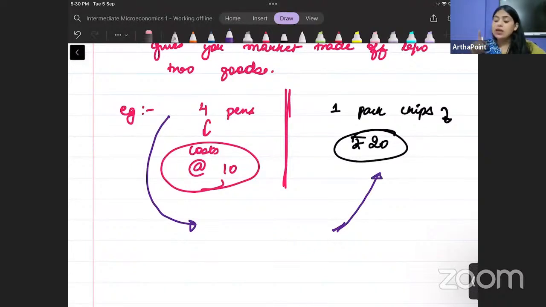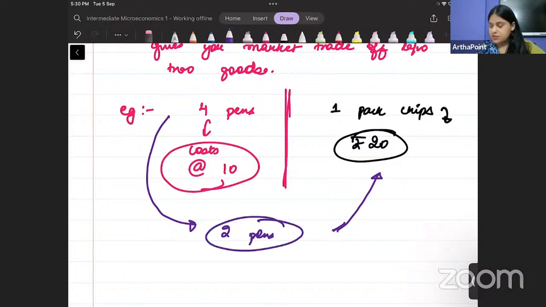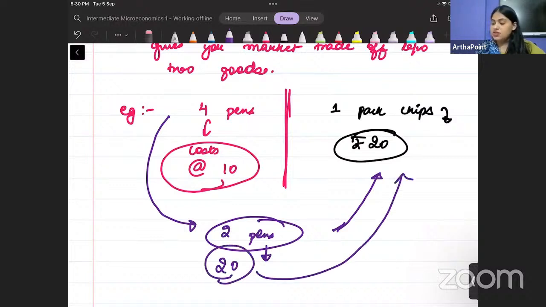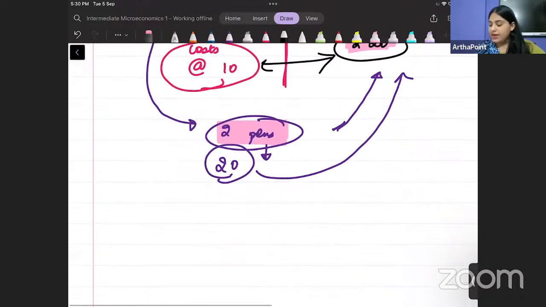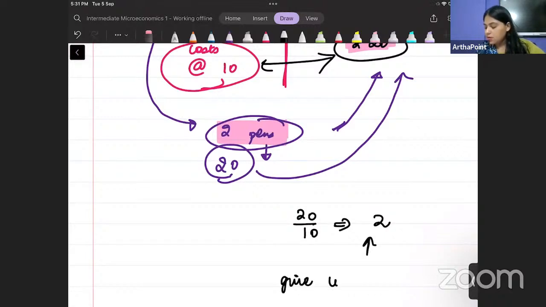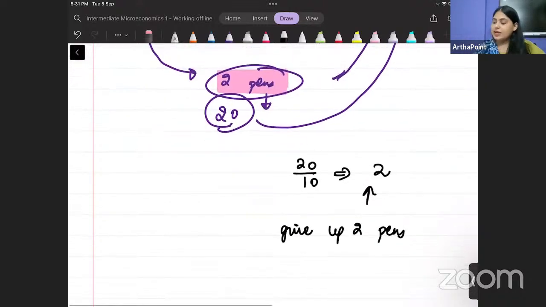एक chips खरीदने के लिए कितने पेन देने पड़ेंगे? 2 pens. When you give up 2 pens, you will earn 20 rupees, and from those 20 rupees, because chips was costing 20, you can buy 1 packet of chips. Right? So how do I know this will be exactly 2? By finding the price ratio, by dividing 20 by 10. So this is 2. That means if I give up 2 pens, I can buy 1 chips.